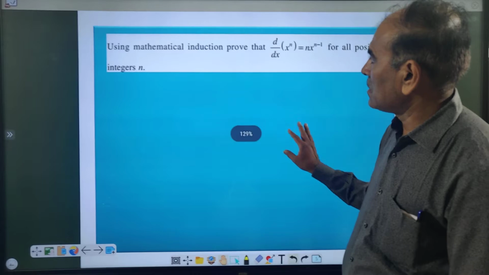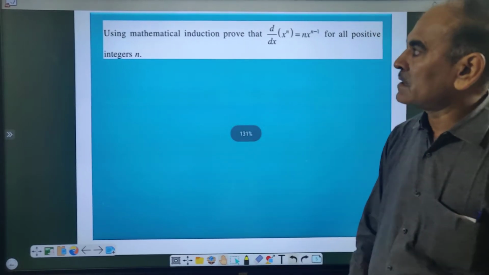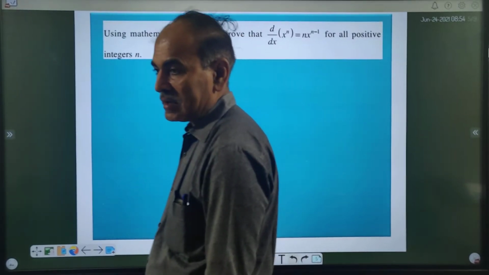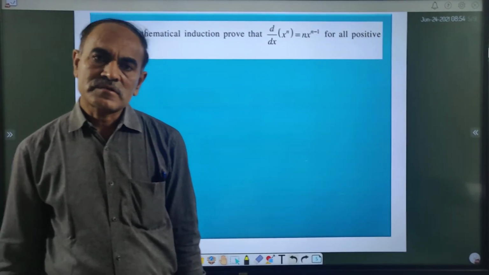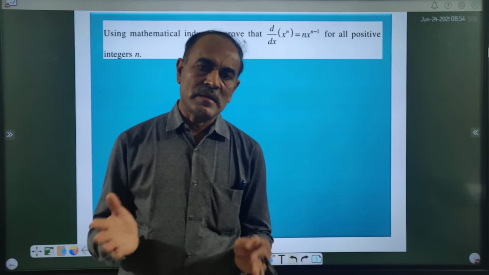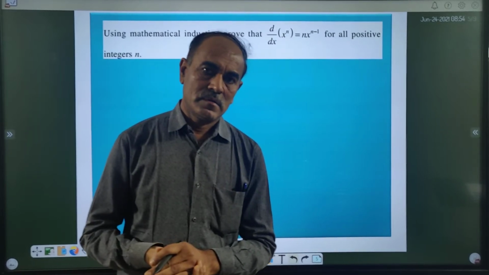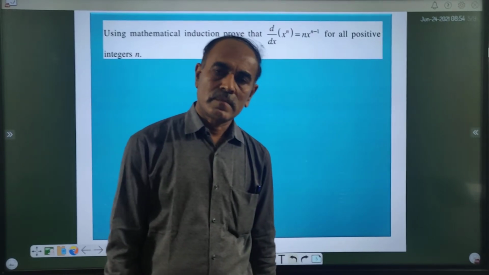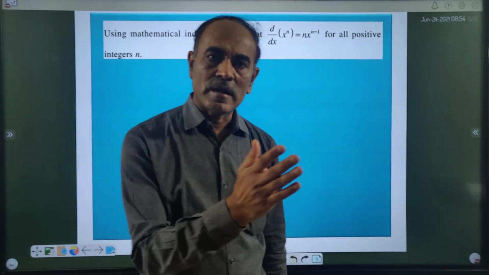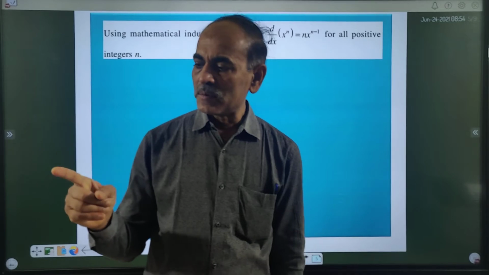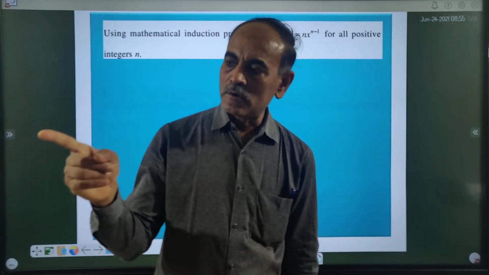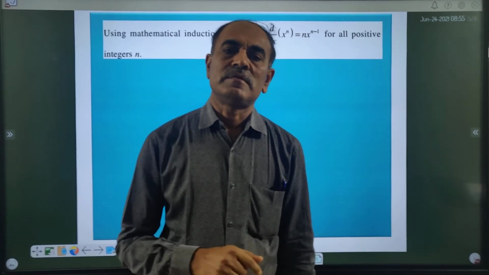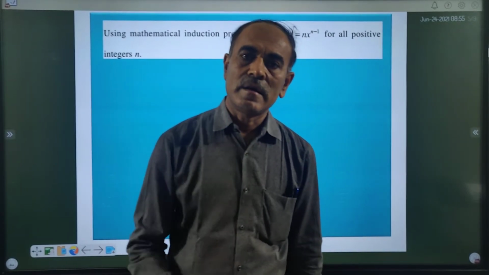Next, see, using mathematical induction, by principle of mathematical induction, prove that this way. We know that what is principle of mathematical induction? For some natural number n, p of n is some mathematical statement. First of all, prove that it is true for n is equal to 1. Suppose that it is true for n is equal to k. That means first of all, prove that p of 1 is true. Suppose p of k is true. And prove that p of k plus 1 is true. This is the principle of mathematical induction.